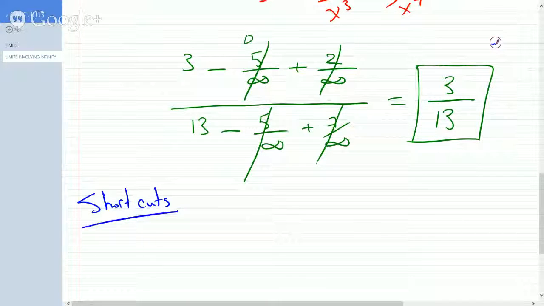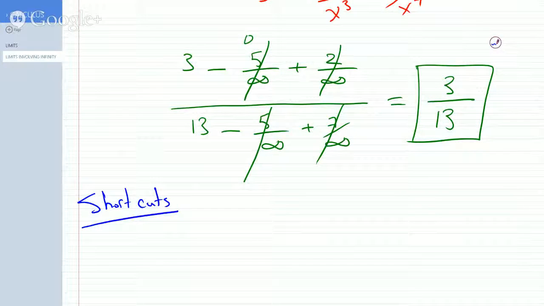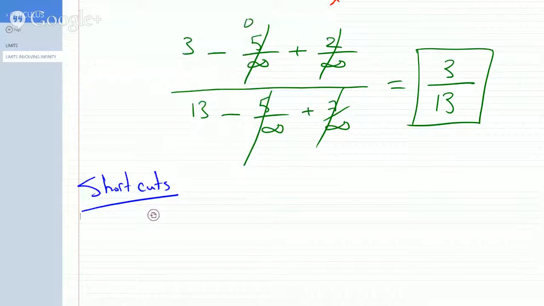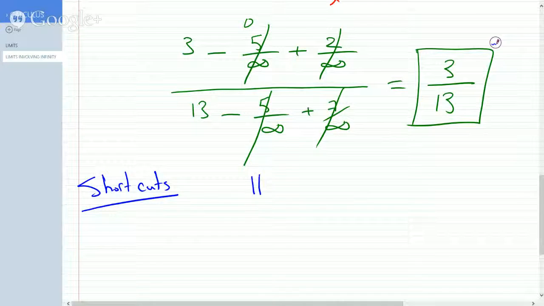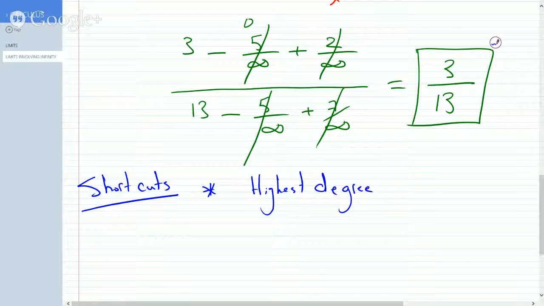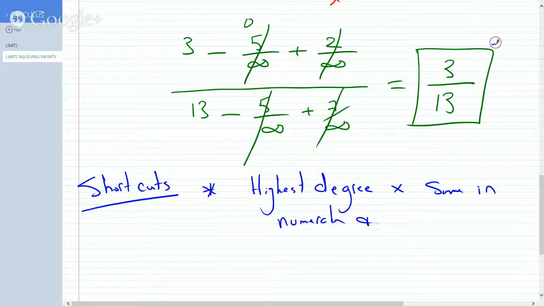You will encounter 3 types of limits with this. You've got the ones where the highest degree in the numerator and the denominator is the same, like the one we just did. So this is the first one: the highest degree x is the same in the numerator and denominator. This is the one like we just did.